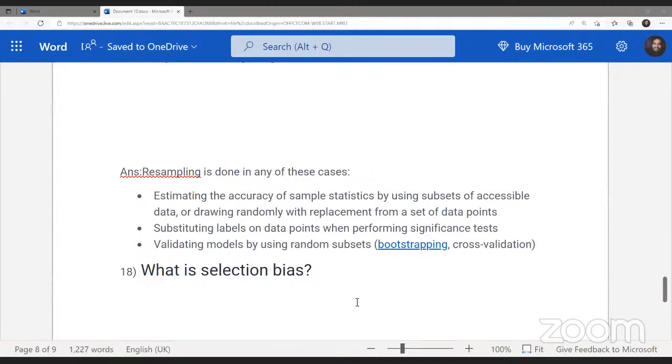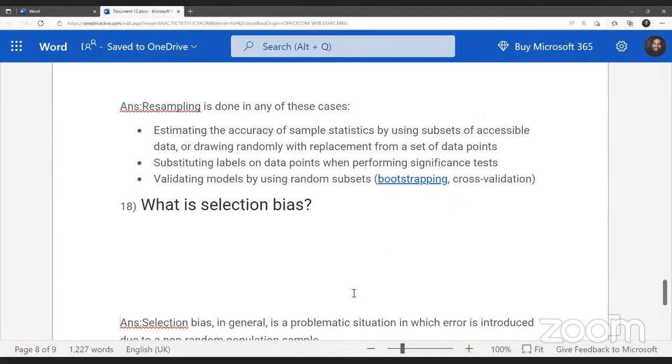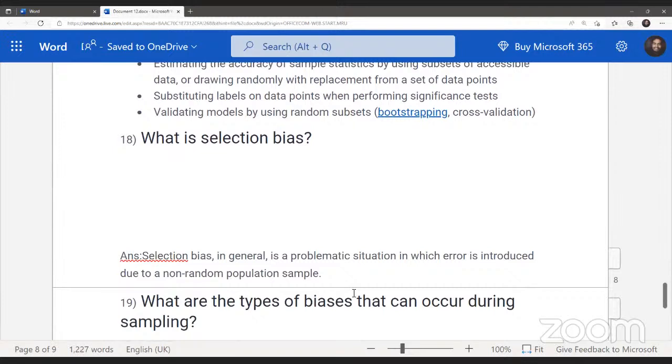As we look into this, what is selection bias? Selection bias, in general, is a problematic situation in which error is introduced due to a non-random population sample. So this is how selection bias works. So as we jump into the next question, what are the different types of biases that can occur during sampling?